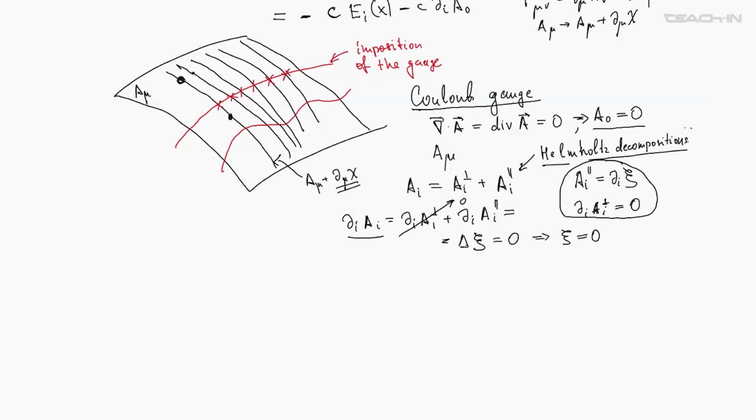And this is, of course, in a way, a disadvantage of this gauge. Although it gives you the actual physical degrees of freedom, so it's a complete gauge choice, you remove gauge degrees of freedom completely. The disadvantage is that it breaks Lorentz invariance.